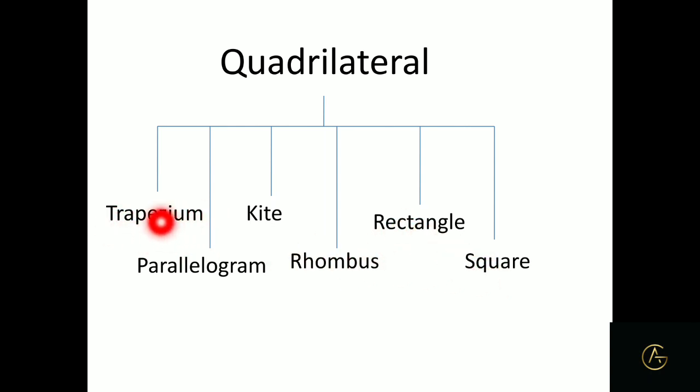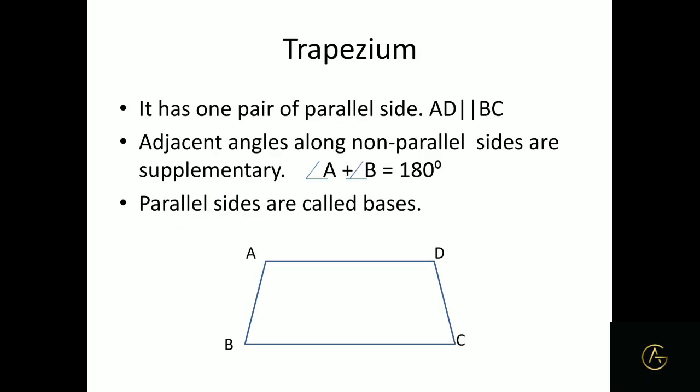Further, trapezium is divided into two categories: isosceles trapezium and simple trapezium. Let's talk about them. First, what is a trapezium? A trapezium is a polygon which has four sides A, B, C, D. It has one pair of parallel sides, AD and BC, and two non-parallel sides. So one pair is parallel, AD and BC, and one pair is non-parallel, that is AB and DC.